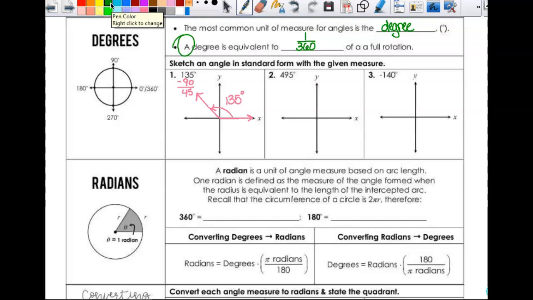So 495. Maybe that seems ridiculous because you didn't think angles could be that big. They can be that big. They could be negative 495. They could be 5,872 degrees, whatever. That would make sense in a little triangle again, but you know.